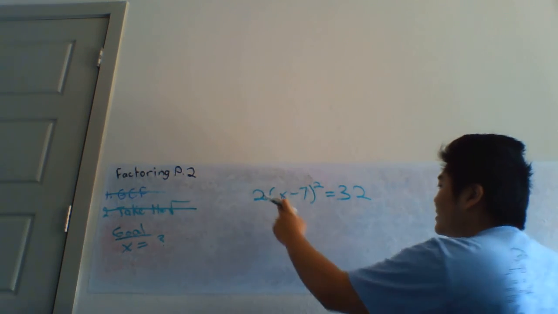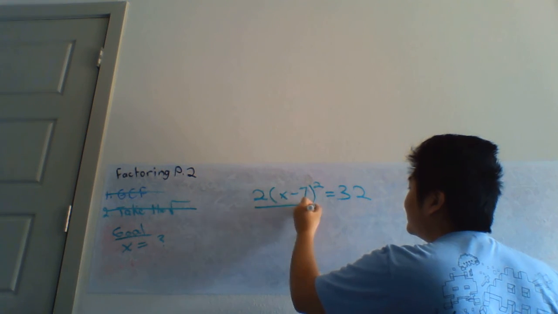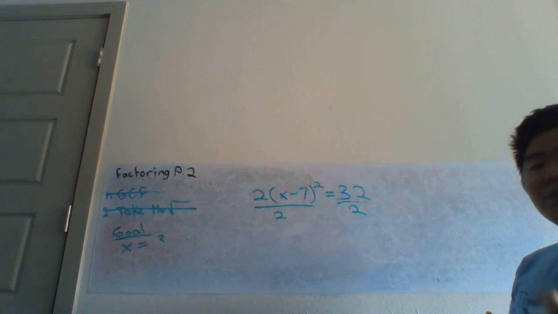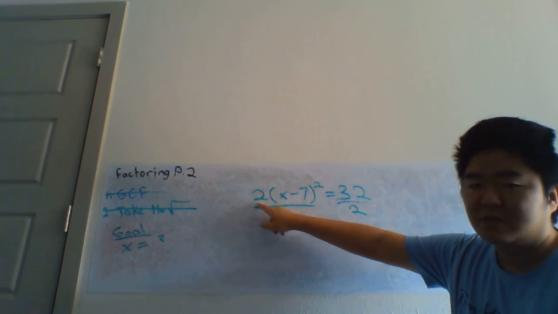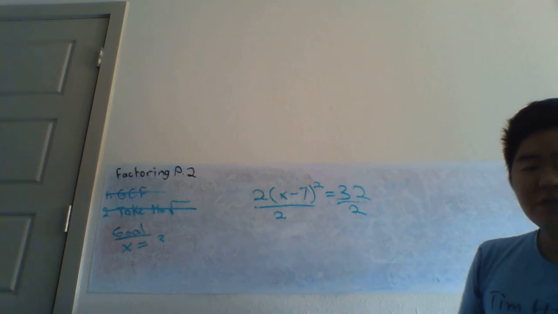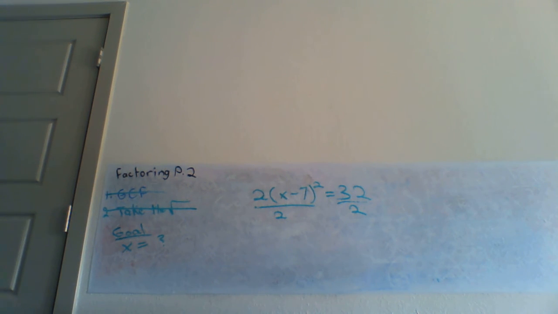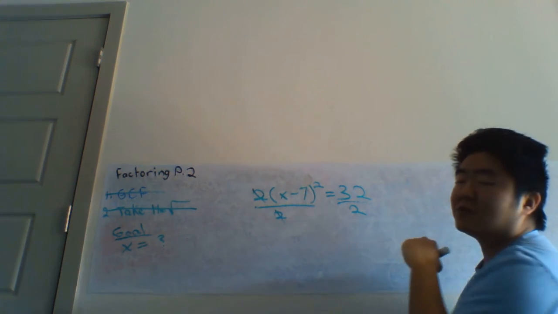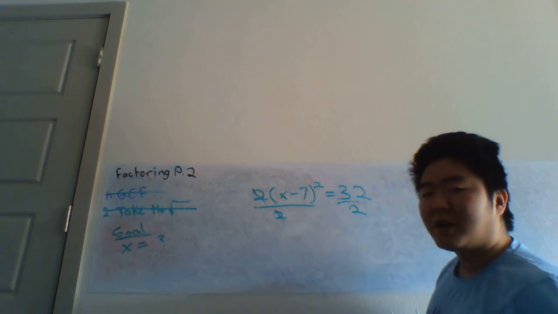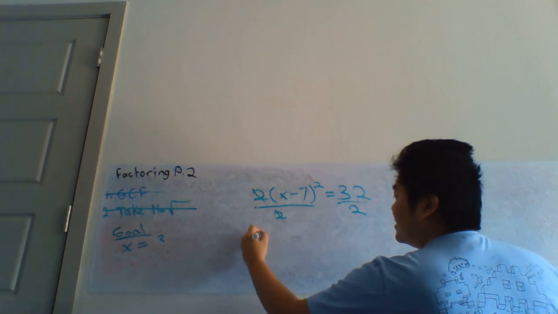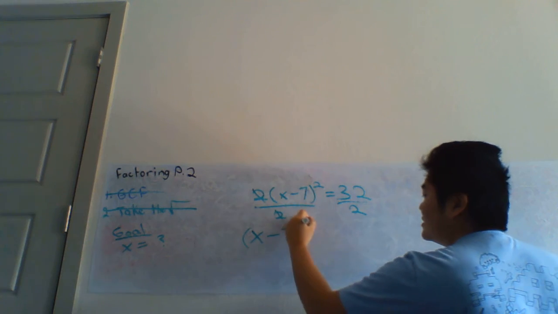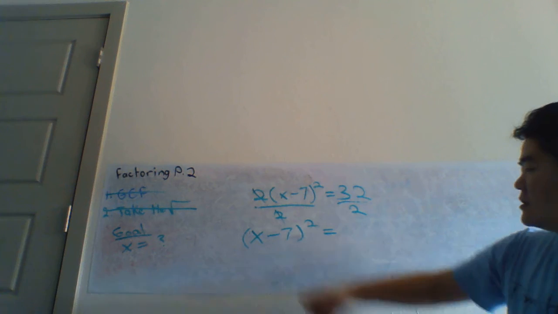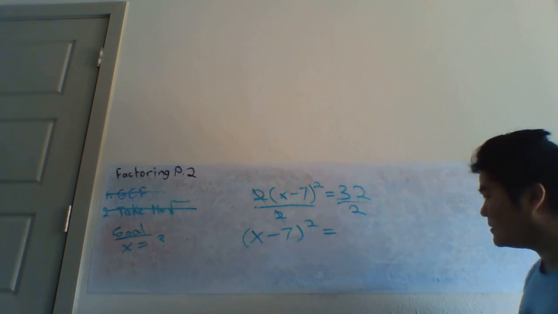So instead of multiply, I divide both sides by 2. I need to divide both sides by 2 to get rid of that 2. That's why I'm doing this. So I got 2 divided by 2. Those go away. That's the magic. And I've got (x minus 7) squared on the left side. That is neat. That's what we want. That's kind of our goal for the next step.